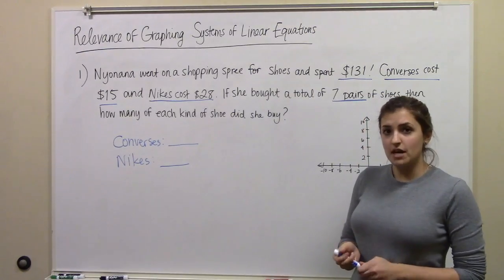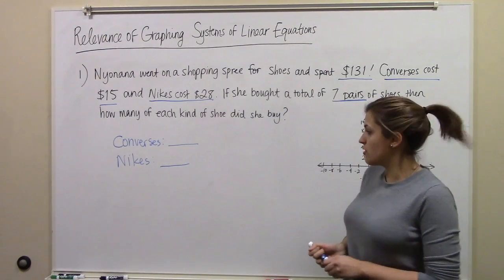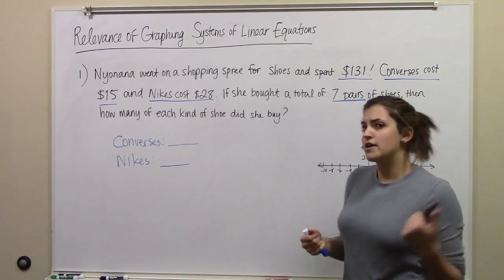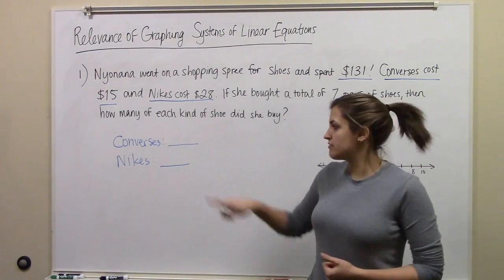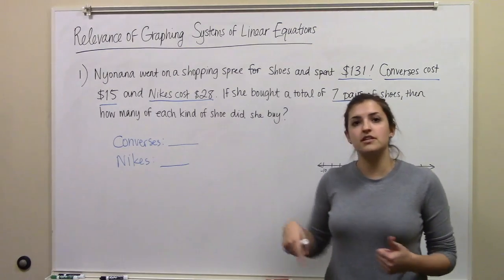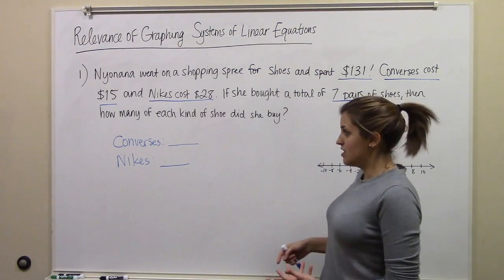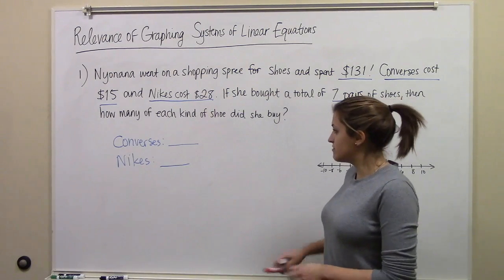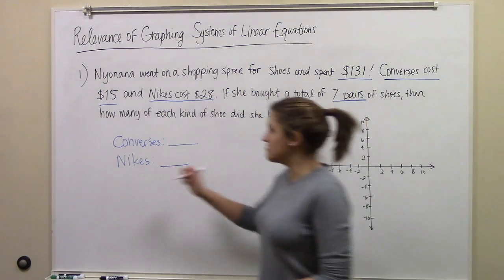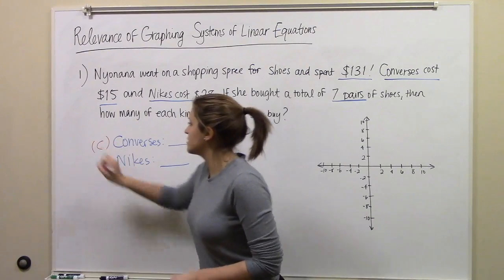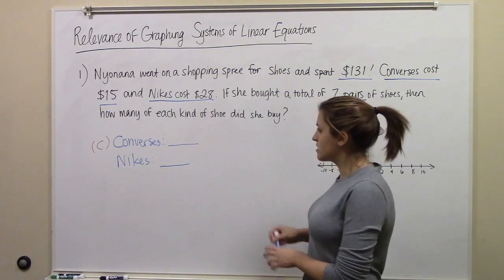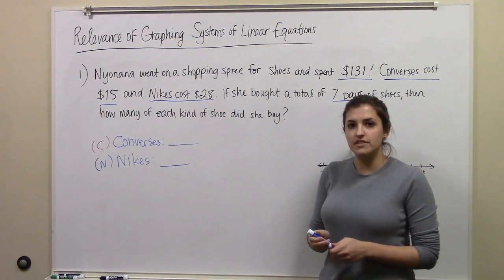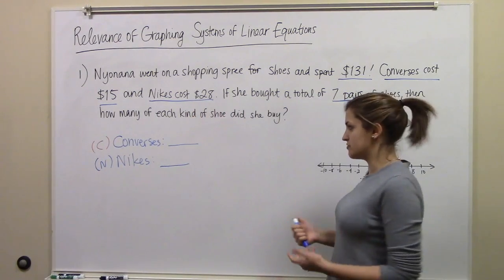All right, next step is to define our variables. So our variables are going to be what? Well, we're looking for a number of pairs of Converses and a number of pairs of Nikes. So I think those are pretty good variables. I'm going to define them as C for Converses, and I'm going to call the Nikes N. And those will represent the number of each pair of shoes.